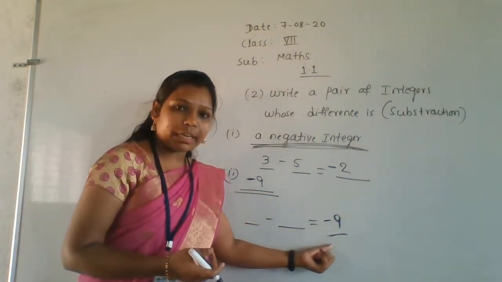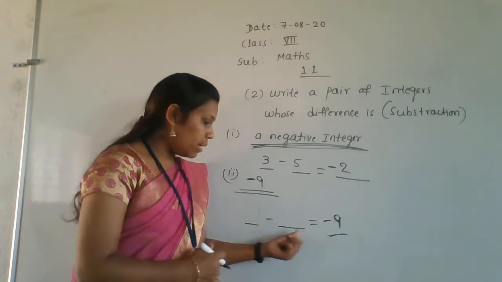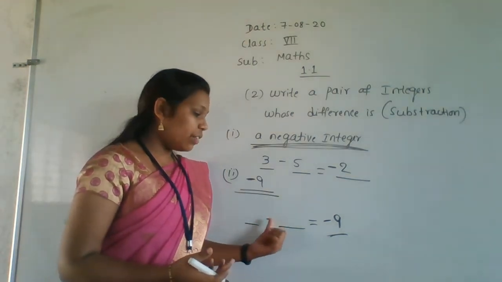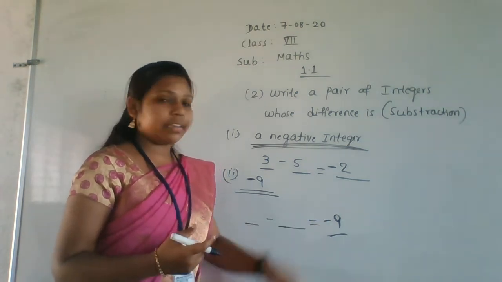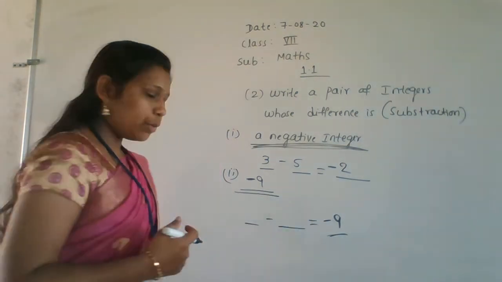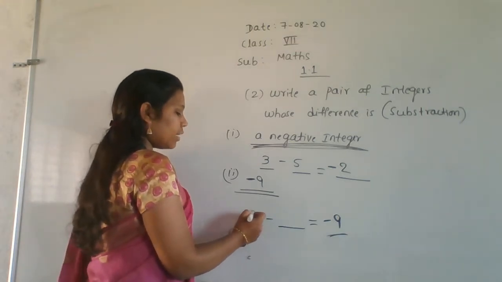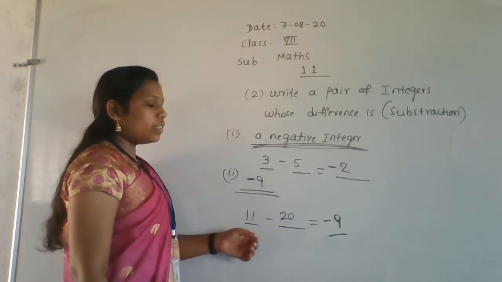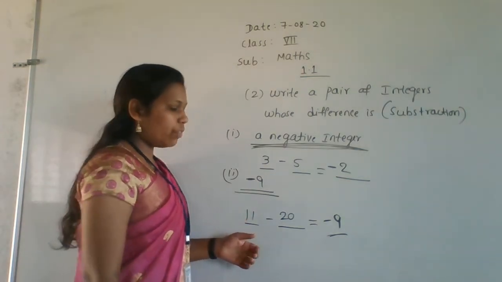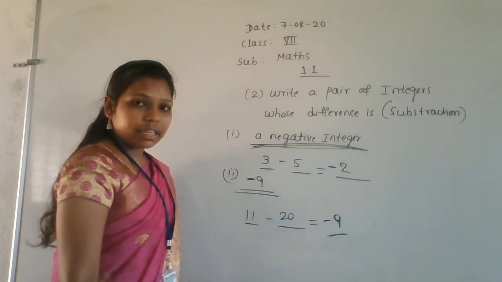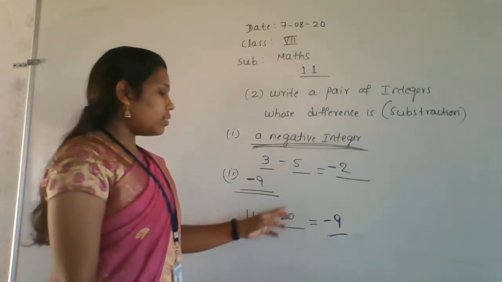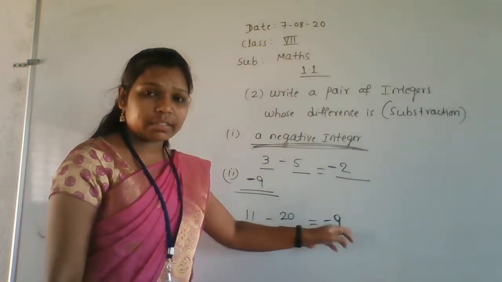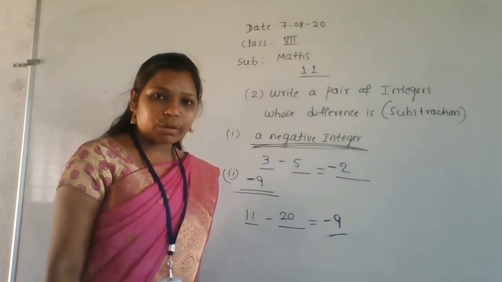So the answer should be minus 9, but we want two numbers here. What are those two numbers? The difference between those two numbers must be minus 9. What numbers do I have to take? I can take 11 minus 20. What is the difference between 11 and 20? Obviously it is minus 9. 20 minus 11 is 9, but the sign of the greater number is minus, so that's why I am putting a minus sign. So minus 9 is the answer. Like that we have to do.